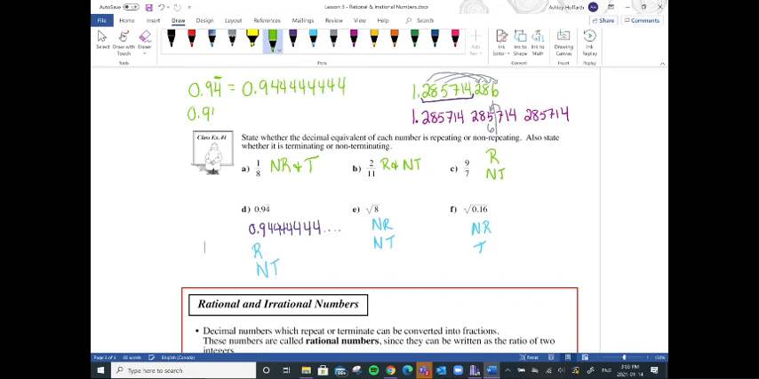And sometimes you'll get the bar over top of the full 9 and 4, which means it would be 9, 4, 9, 4, 9, 4, 9, 4, 9, 4. So those are both repeating. Anytime you have that little repeat bar on top, you can assume that's a repeating decimal.